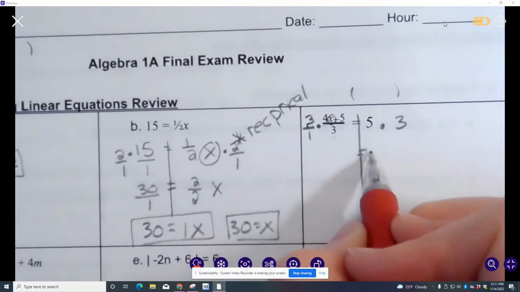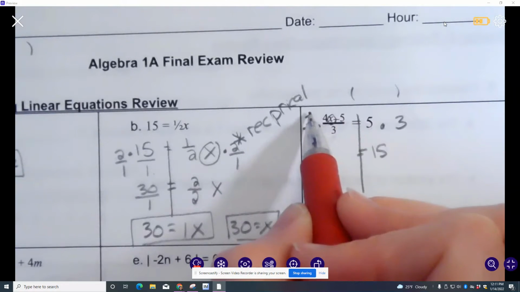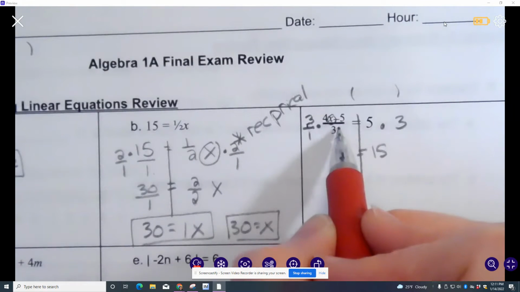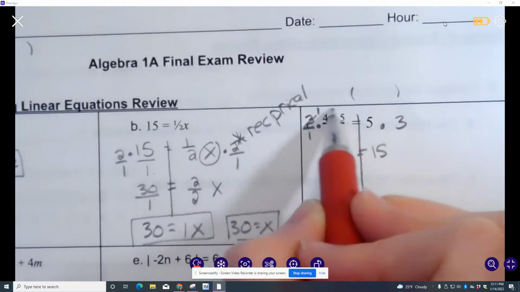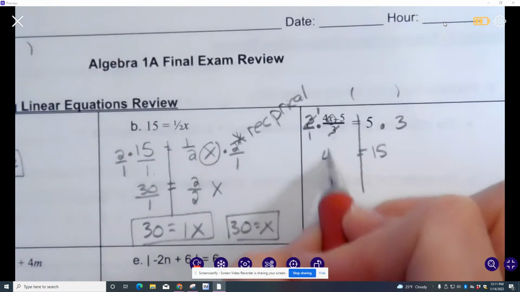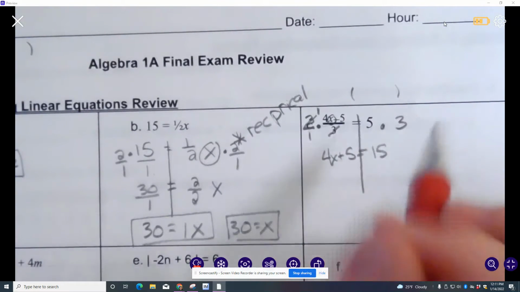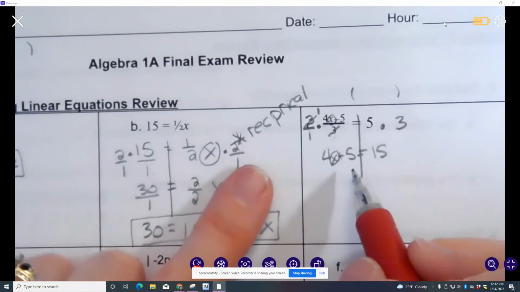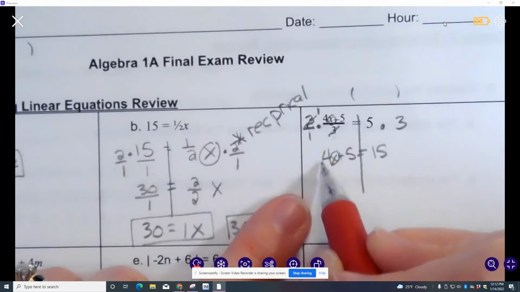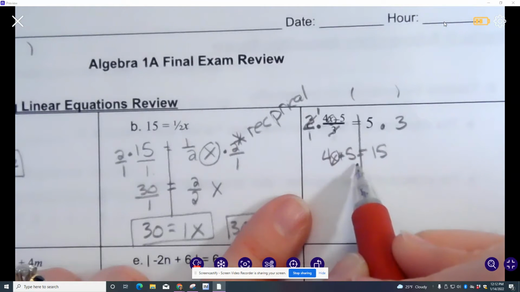So on the right side, I get 5 times 3, which is 15. On the left side, notice I have 3 in the denominator, 3 in the numerator, or 3 divided by 3, which is 1. So I have 1 times 4x plus 5. Well, that's just 4x plus 5. Okay, still no parentheses, one variable. Circle your variable. This is a two-step. I need to undo the multiply by 4 and undo the plus 5. Always undo addition and subtraction first.